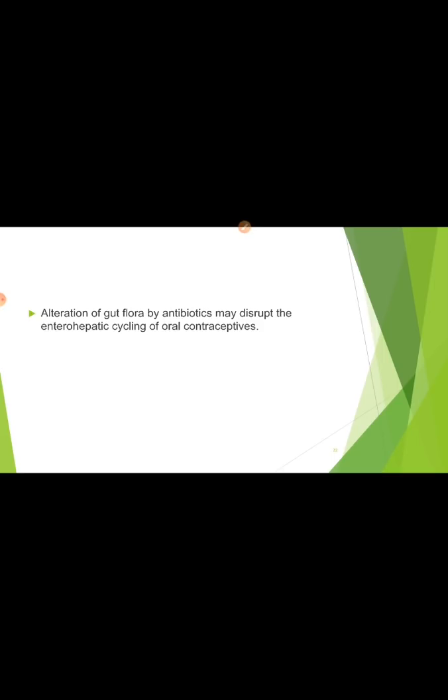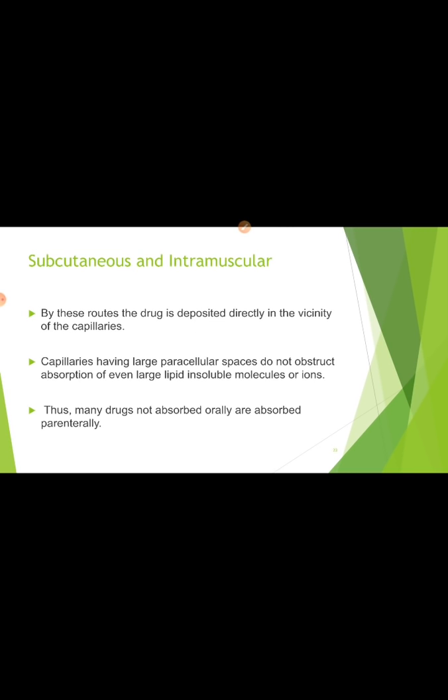Another point is that alteration of gut flora by antibiotics may disrupt the enterohepatic cycling of oral contraceptives. Antibiotics are against bacteria, and there are good bacteria inside our intestines, and antibiotics affect those good bacteria also. These good bacteria are involved in enterohepatic circulation, and this is responsible for certain pharmacokinetic properties. You will be dealing with these in further lectures.